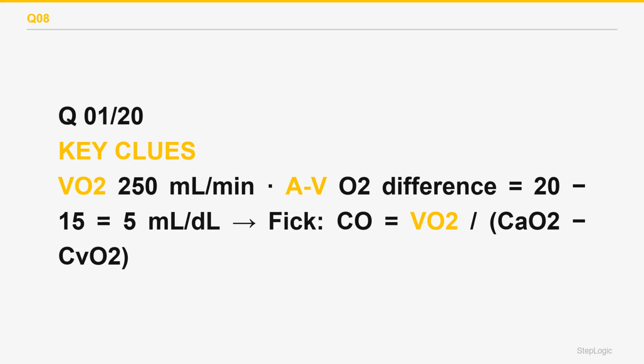The Fick principle states that cardiac output equals oxygen consumption divided by the arteriovenous oxygen content difference. Oxygen consumption is 250 milliliters per minute. The arteriovenous difference is arterial content 20 minus venous content 15, which is 5 milliliters per deciliter. Be careful with units. Convert 5 ml/dL to 50 ml/L, since cardiac output is in liters. So cardiac output equals 250 divided by 50, which is 5 liters per minute, a normal value.